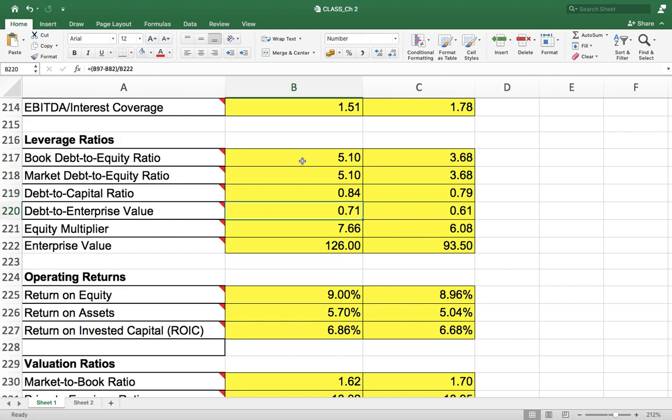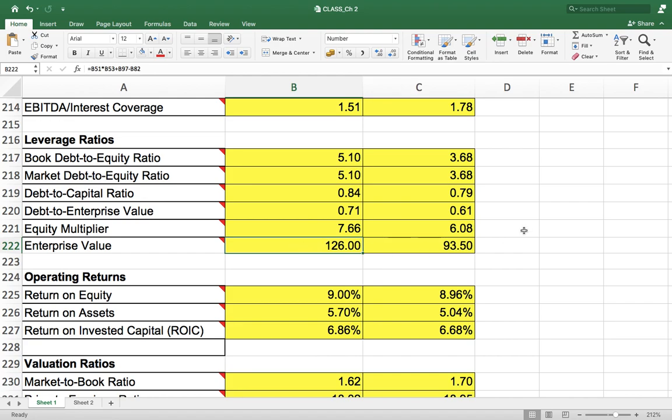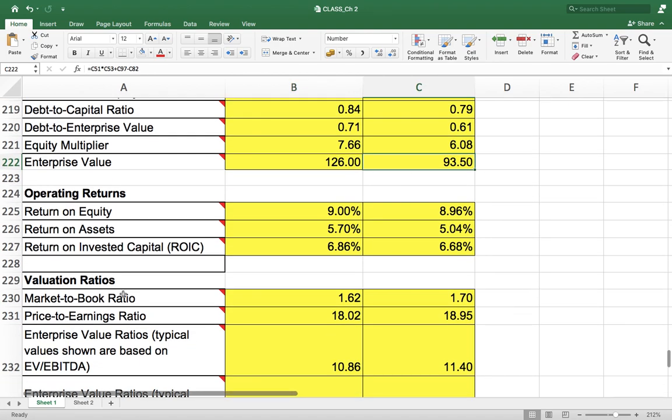Debt to enterprise value is not very high, so the company must be working in this regard. Equity multiplier is 7.66. This equity multiplier is very important because it will be used in the DuPont analysis. Total asset divided by total equity. It improved in 2016. Enterprise value is 126 million, which was 93.5 in 2015.